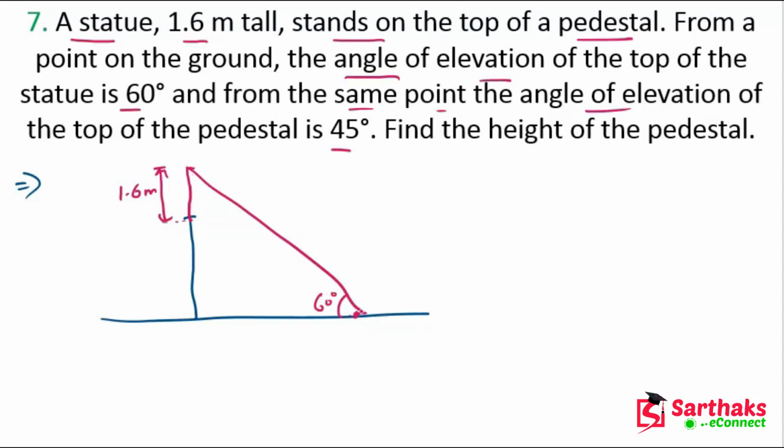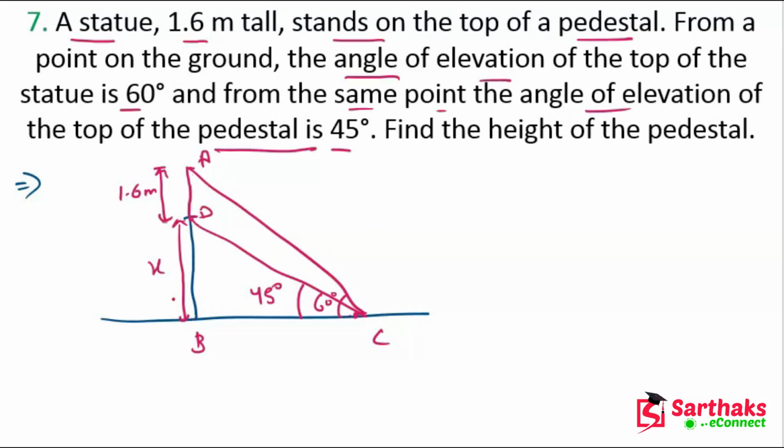At the same time, from the same point, the angle of elevation of the top of the pedestal, meaning the bottom of the statue, is 45 degrees. Now we have to find this height. Let's suppose this is A, this is B, this is T, and this is D point.